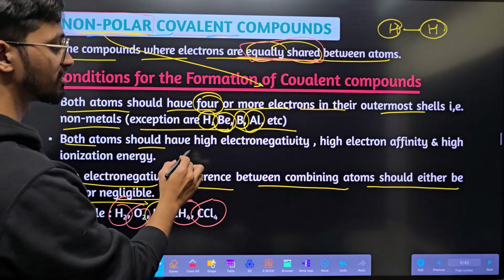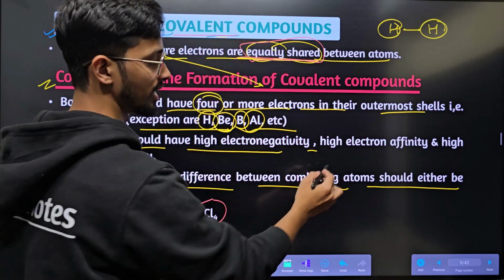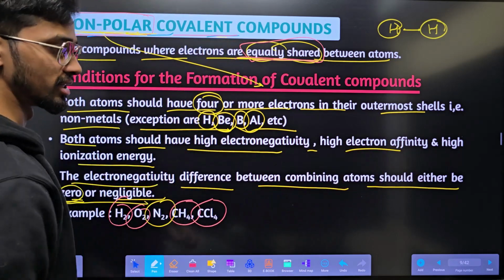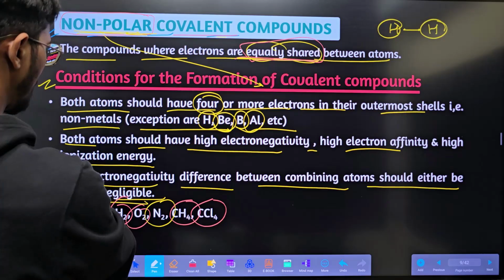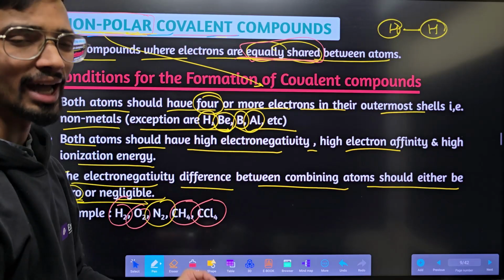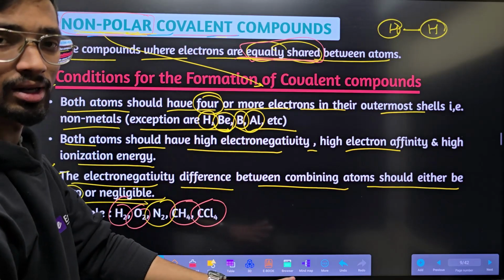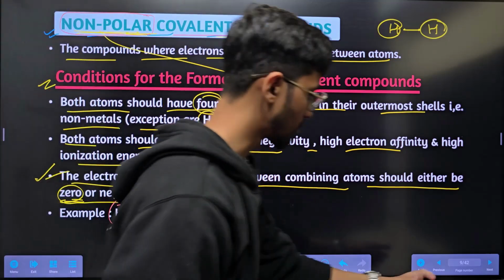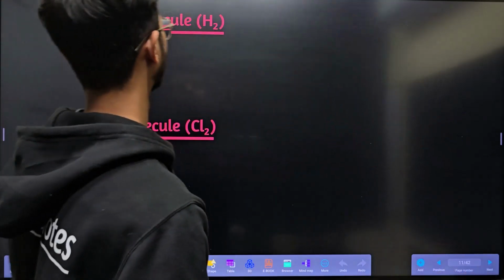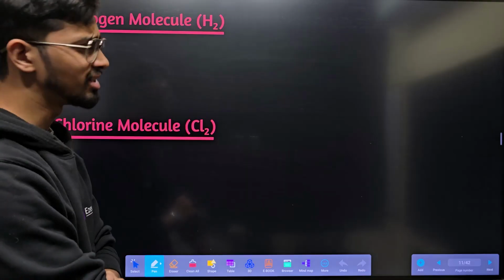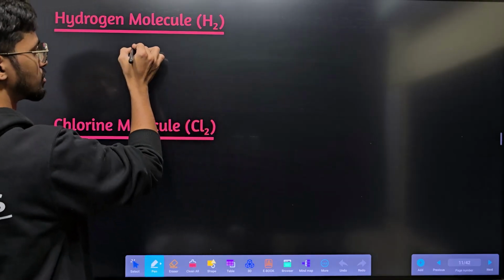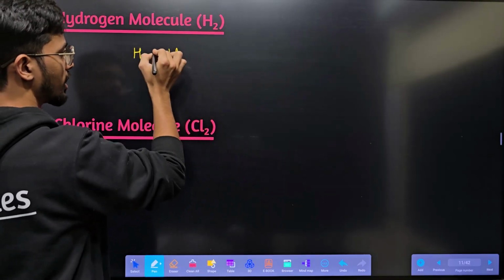Both atoms should have high electronegativity, high electron affinity, and high ionization energy. This we have learned, right? And the electronegativity difference should be either 0 or negligible for non-polar compounds. Okay, let us see. Hydrogen molecule. We have seen this, right? H2 molecule, hydrogen and hydrogen.